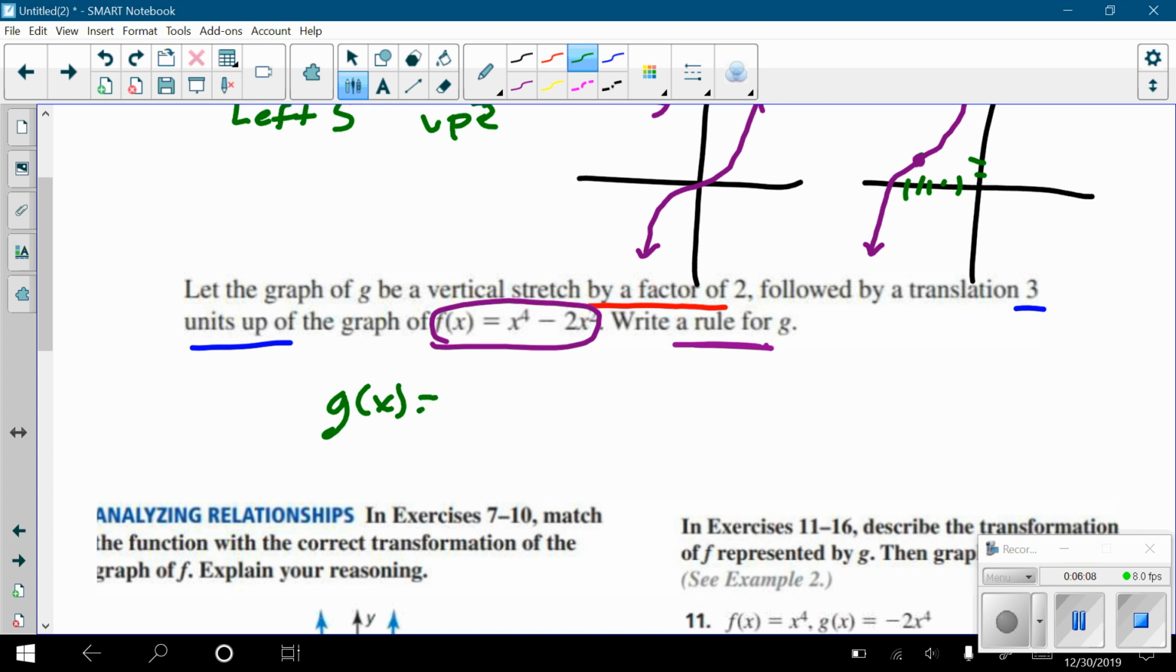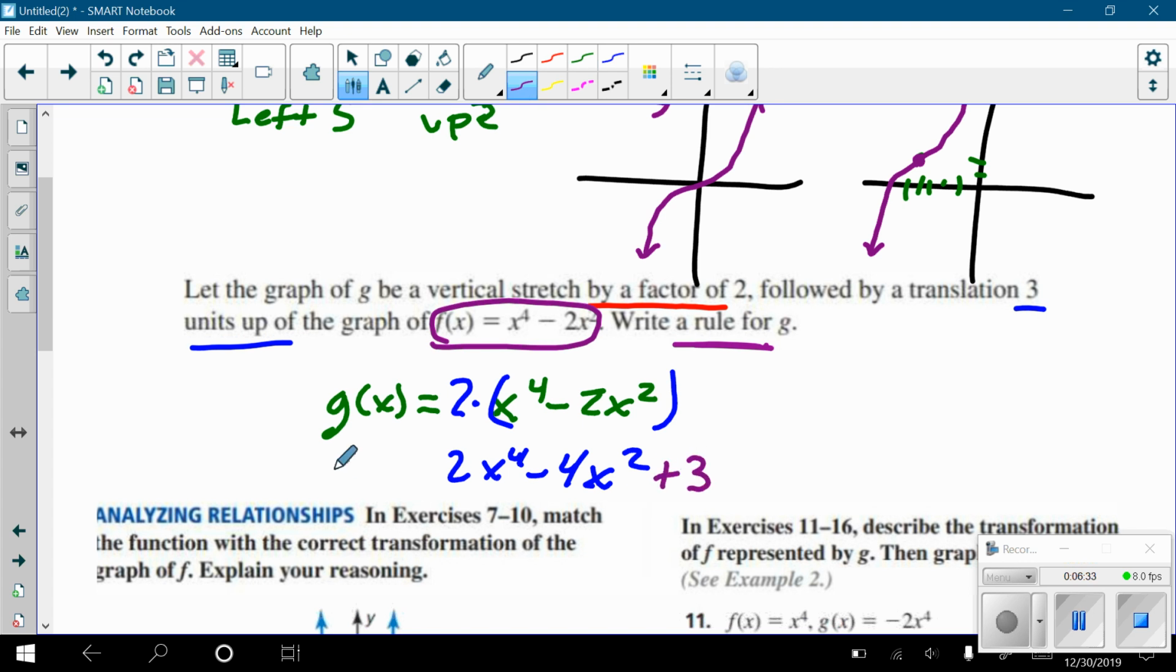We need to make sure we do it in that order. So we're going to take our old function. And first, we're going to stretch it vertically by a factor of 2. We're going to multiply it by 2. Make sure we do parentheses. Next, we're going to move it up 3. How do you move something up 3? Well, you just add 3. There we go. Here's our new rule, our new function g. It's the same as f, except for it's stretched vertically by a factor of 2 and moved up 3.